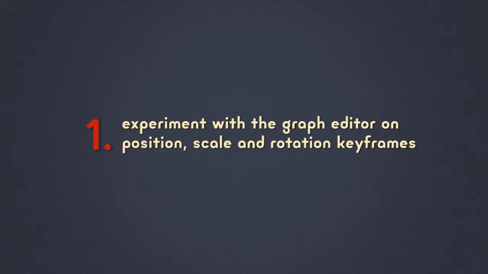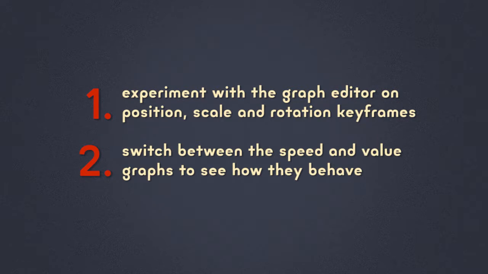I can't stress the importance of this unit enough. Using the graph editor is the key to controlling your motion inside of After Effects. At this point, you need to get into the program and start messing around with the graph editor. Set up some shapes and animate them on the position, scale, and rotation values to see how the graph editor affects each one of those properties. Also, switch between the speed and the value graphs to see how those are different.